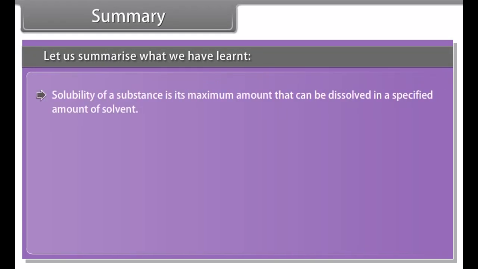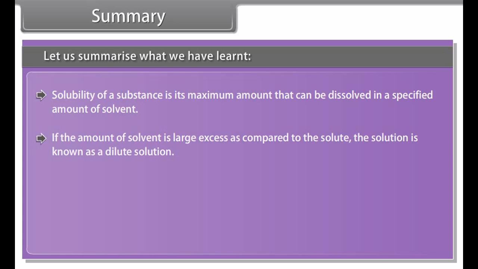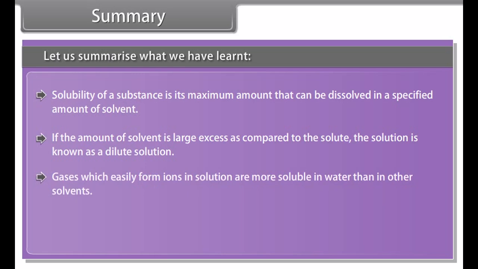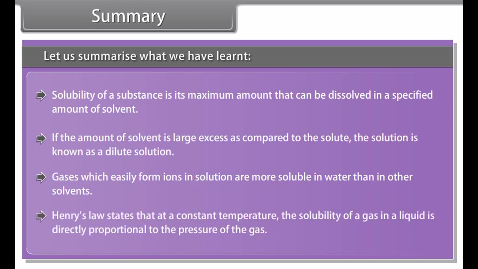Solubility of a substance is its maximum amount that can be dissolved in a specified amount of solvent. If the amount of solvent is large excess as compared to the solute, the solution is known as a dilute solution. Gases which easily form ions in solution are more soluble in water than in other solvents. Henry's law states that at a constant temperature, the solubility of a gas in a liquid is directly proportional to the pressure of the gas.